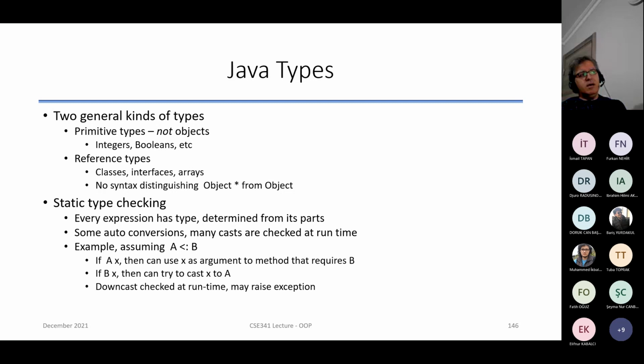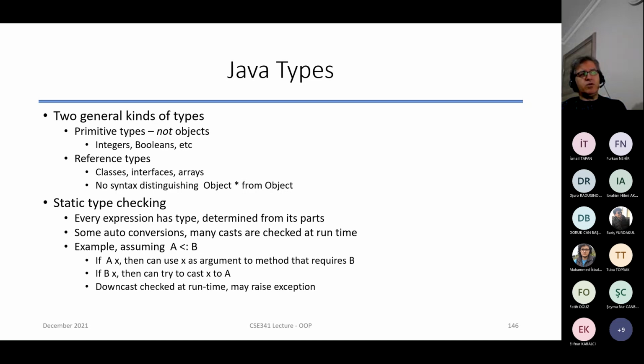Static type checking is a part of Java, right? Every expression has a type, and the type of the expression will be determined from its parts. We have seen this in other languages before. There will be some auto conversions allowed. Many casts are checked at runtime. So some of the casting, or most of the casting, will be checked at runtime. So this is not part of the static type checking. All right.